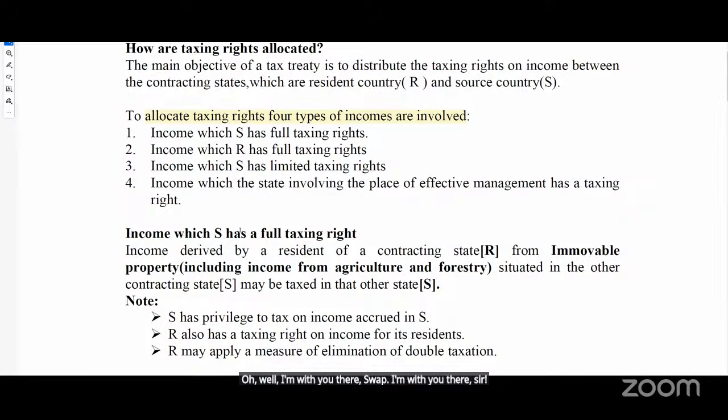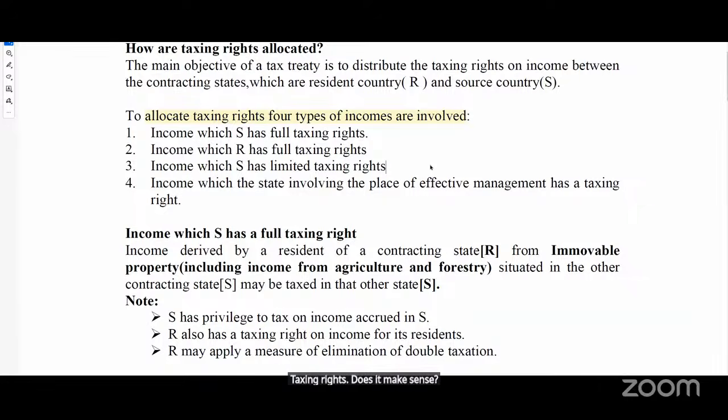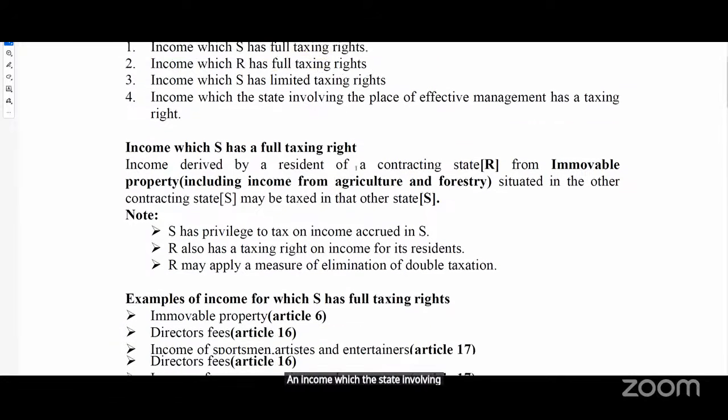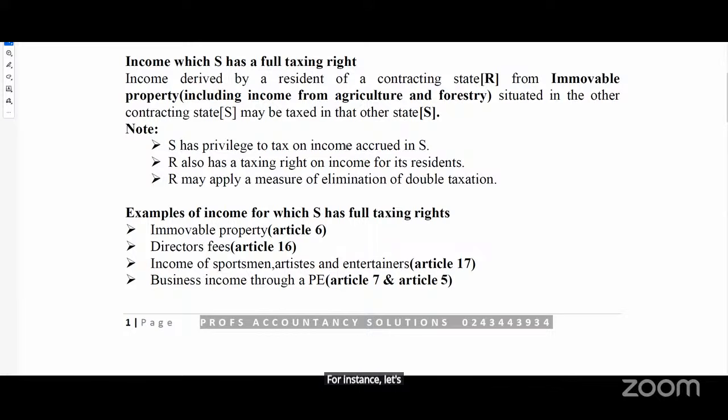Please, let's continue. So I said we have income which S has full taxing rights, income which R has full taxing rights, income which S has limited taxing rights, or income which both states have shared taxing rights. So if S has limited taxing rights, it means both states have what? Shared taxing rights. Does it make sense? An income which the state involving the place of effective management has a taxing right. So let's look at income which S has a full taxing right. For instance, let's use immovable property as an example. Can we go?